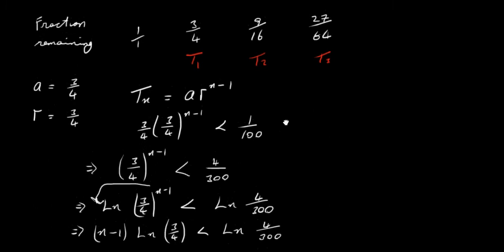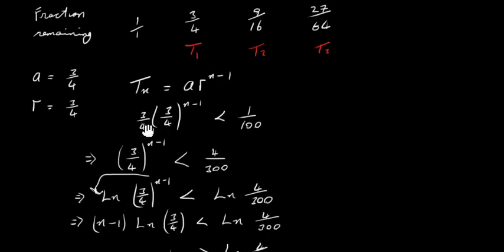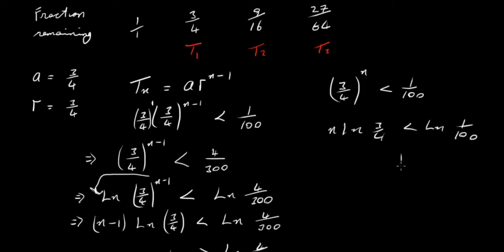But you may have noticed as well that we have a 3/4 here, we have a 3/4 here. So this is actually 3/4 to the power of 1. So we multiply these two together, we add the powers, and we just end up with 3/4 to the power of n, less than 1 over 100. So it may just be a little bit easier by just again taking the log of both sides, so you get n log 3/4 less than log 100, and so on and so on. You'll get the same number at the very end.